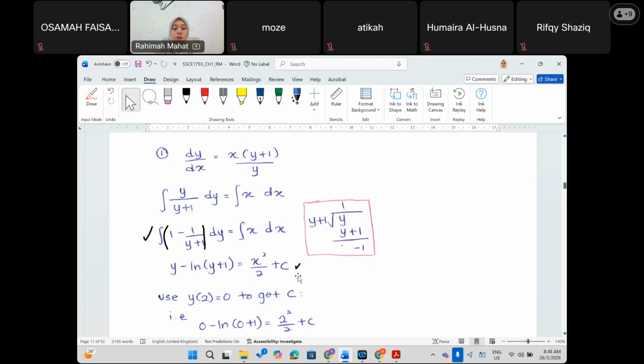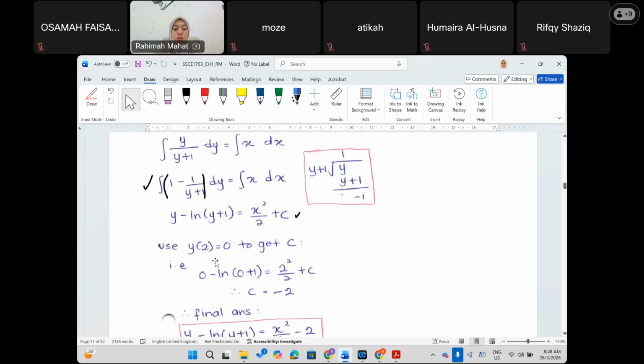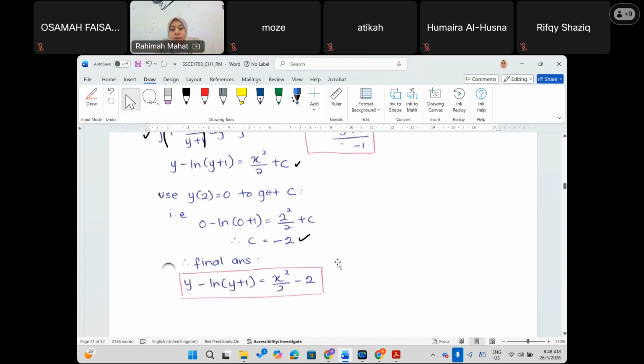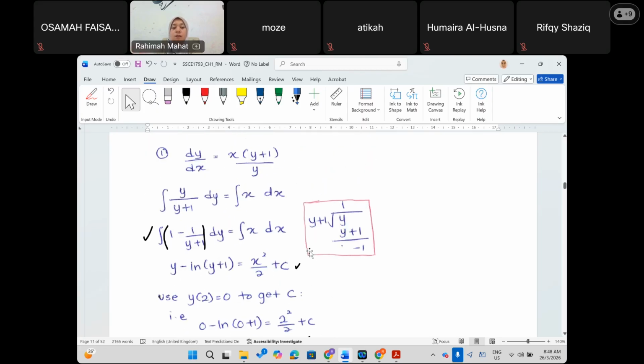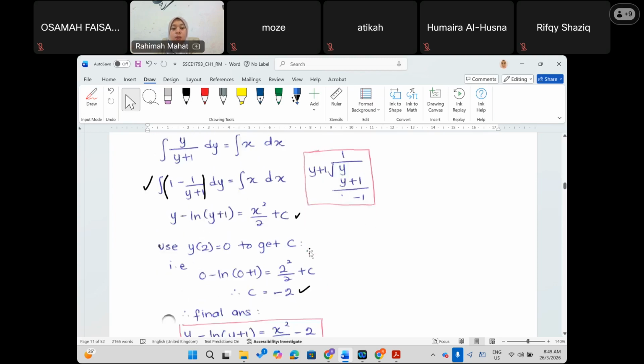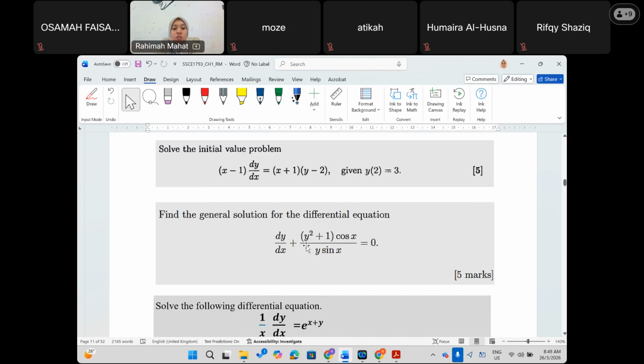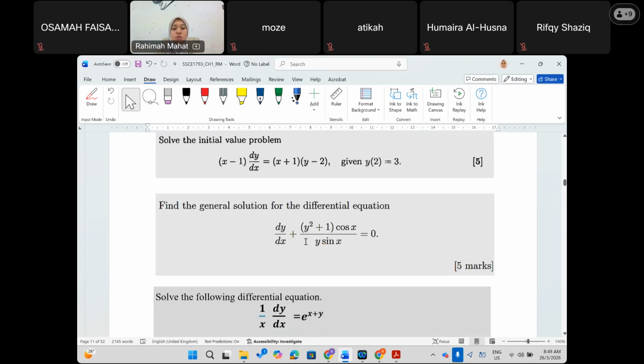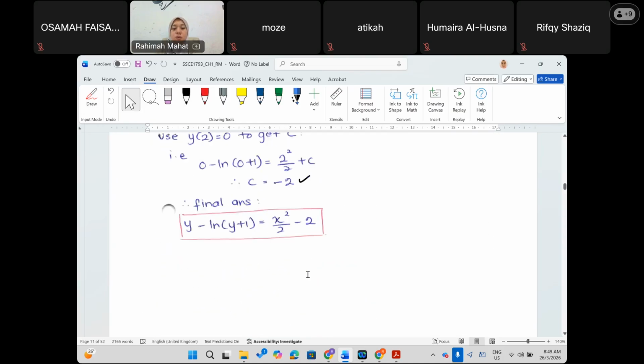And then after you get the final equation, you use the condition. You do the substitution: your x is equal to 2, your y is equal to 0, into this equation to get the value of c. So after you do the substitution, you can get your c. C is equal to -2. So for the final answer, you do the substitution with c equal to -2. This is the answer for question 1. You may try the other questions here, 2, 3, 4, 5 as well.